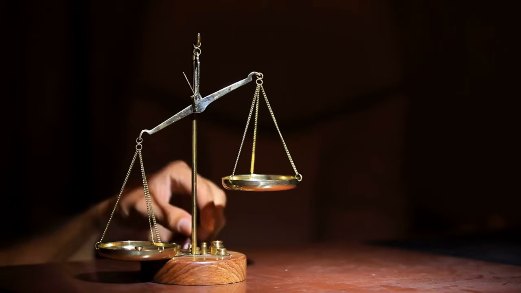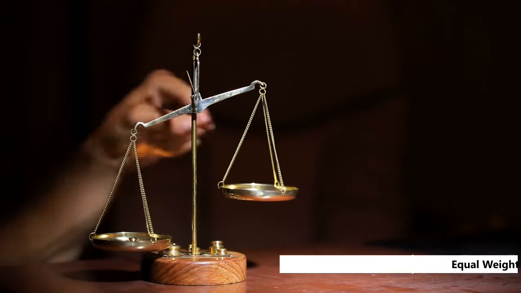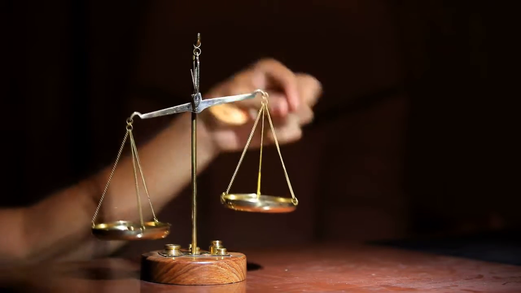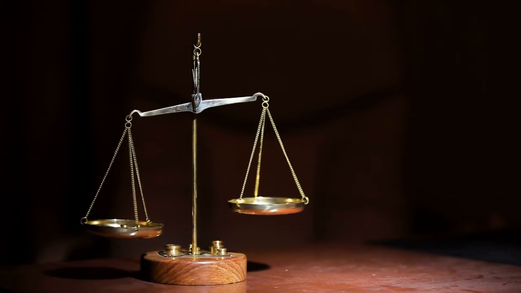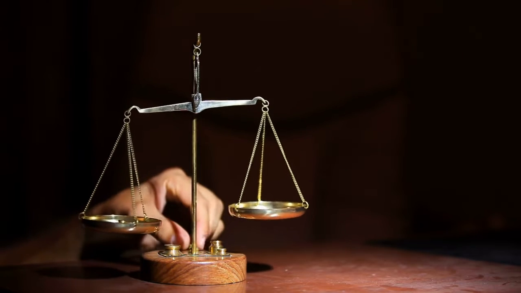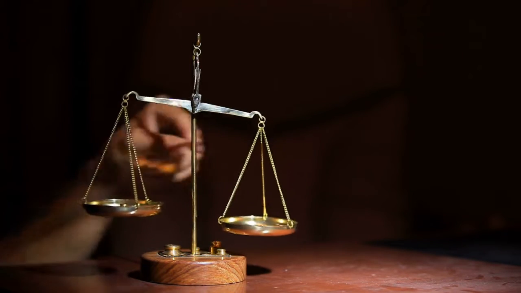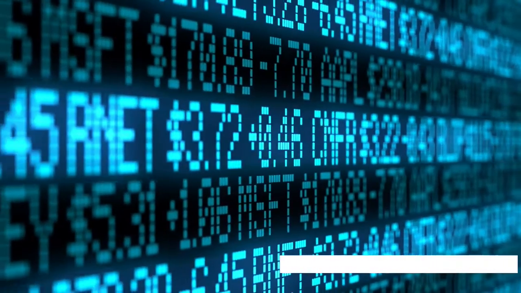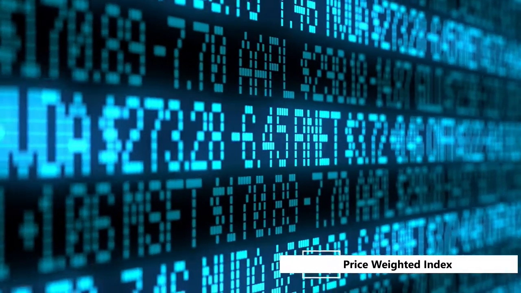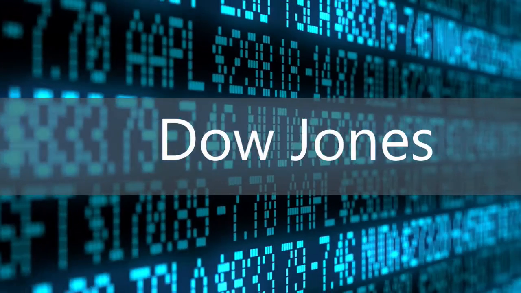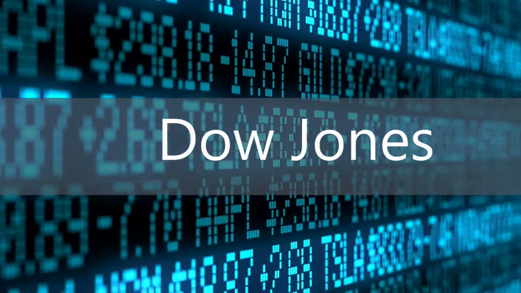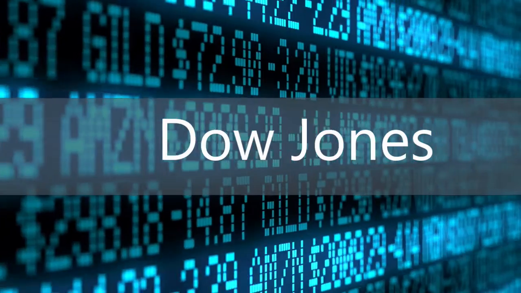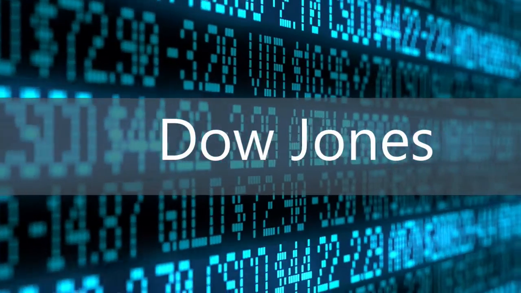Then we have equal weighted indexes, which, as they sound, treat all companies equally. By this I mean it essentially disregards a company's size and performance, and each company will influence the index the same amount. Then we have price weighted indexes. A typical example of this would be the Dow, which solely looks at a company's current share price to give its respective weight. This approach disregards the company's size, and only the ones with the greatest share prices have more influence in these indexes.